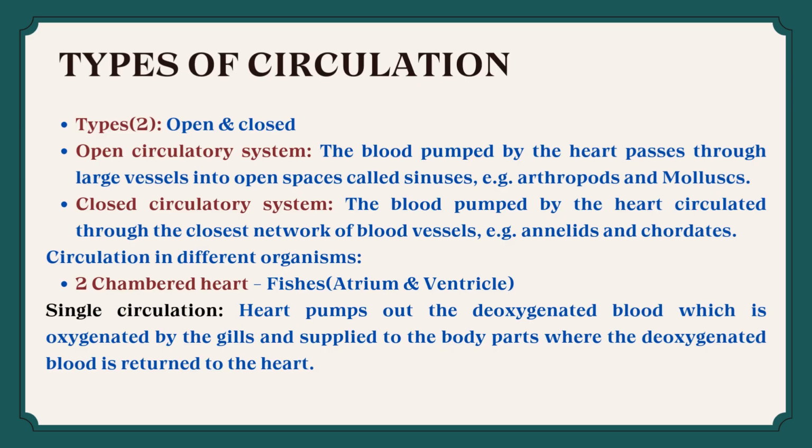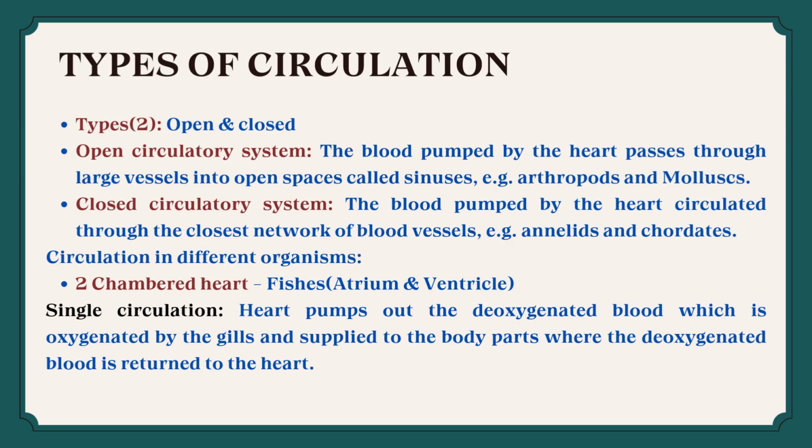Let's see the circulation in different types of organisms. Two-chambered heart, that is, a heart with an atrium and a ventricle. Example, fishes. It is a single circulation in which the heart pumps out deoxygenated blood, which is oxygenated by the gills and supplied to the body parts, from where the deoxygenated blood is returned to the heart.